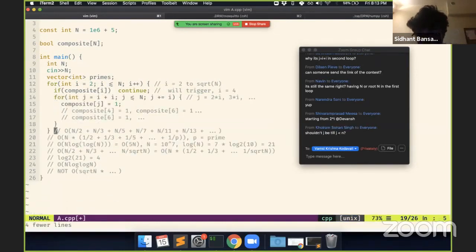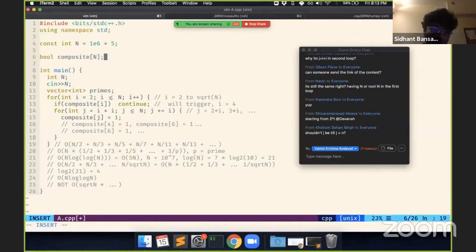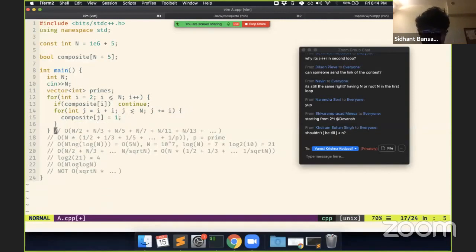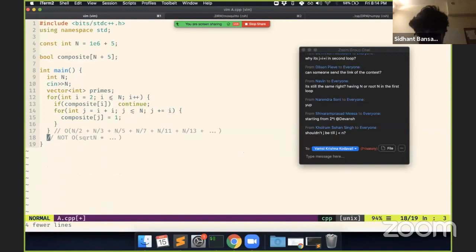Okay, so shouldn't j go till less than n? Fair enough, now you can do till equal. There's no memory leak. Earlier there was a memory leak, right, Korea?